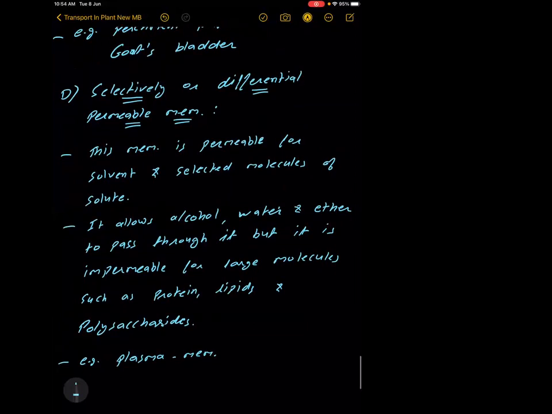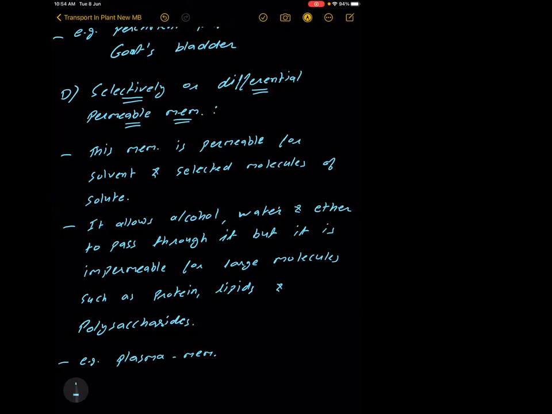Fine. This is selective or differential permeable, meaning it can differentiate the solute molecules. Only smaller molecules can pass. Otherwise, it doesn't allow the large or heavy molecules, like protein, lipid, or polysaccharides. Sir, how do proteins and lipids enter our human cells, sir? Not directly. Their monomers can be allowed. That is why it is selective permeable, not direct protein.